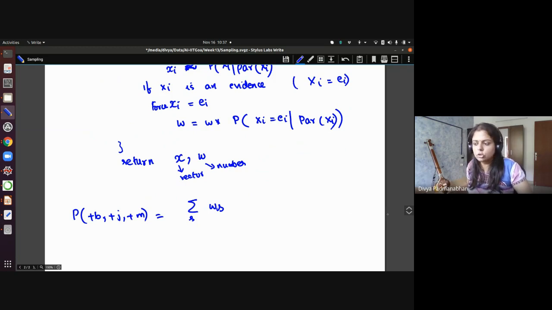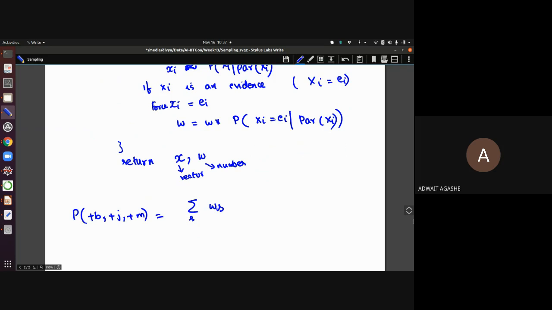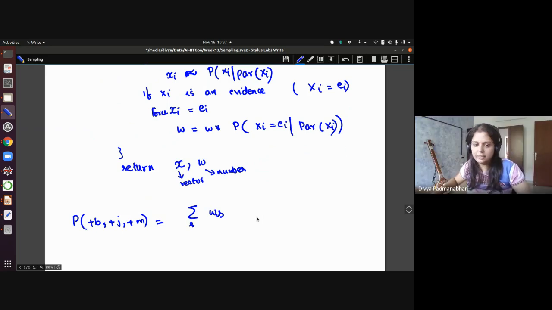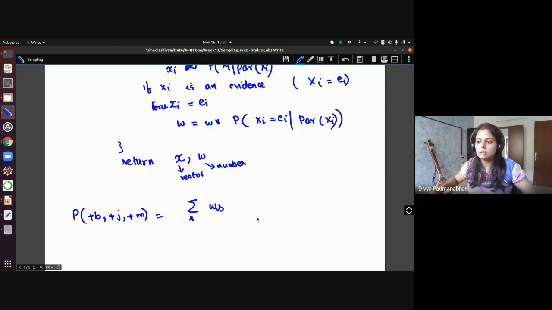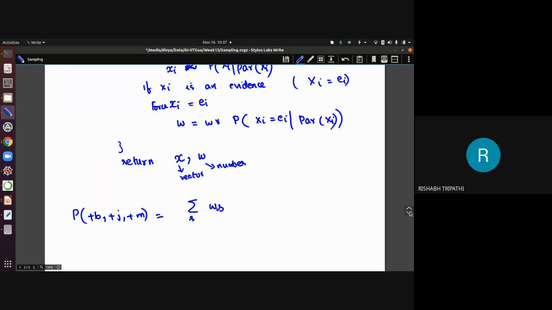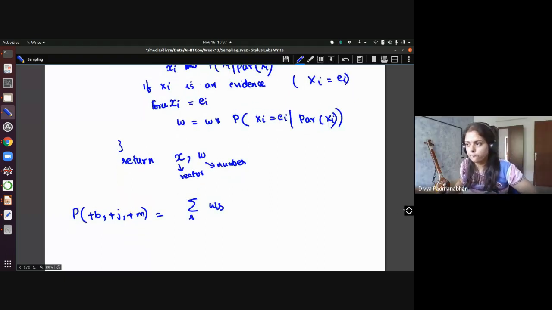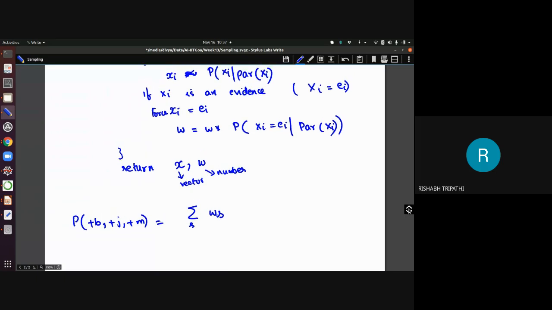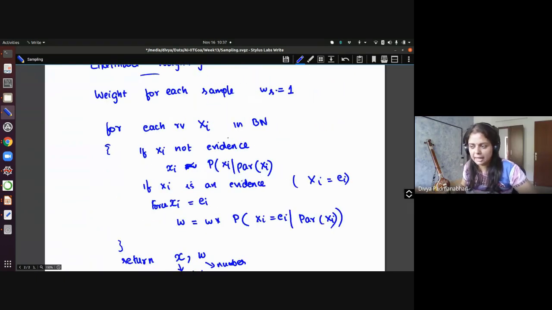Is it clear to you all? Ma'am, so we calculate the weight for each sample and then take the sum of those weights, right? For each sample, yes. Right? Yeah, so I'm going to repeat the previous part once again. No, ma'am, I want to understand the thing clearly, so please repeat it. This one, the algorithm.